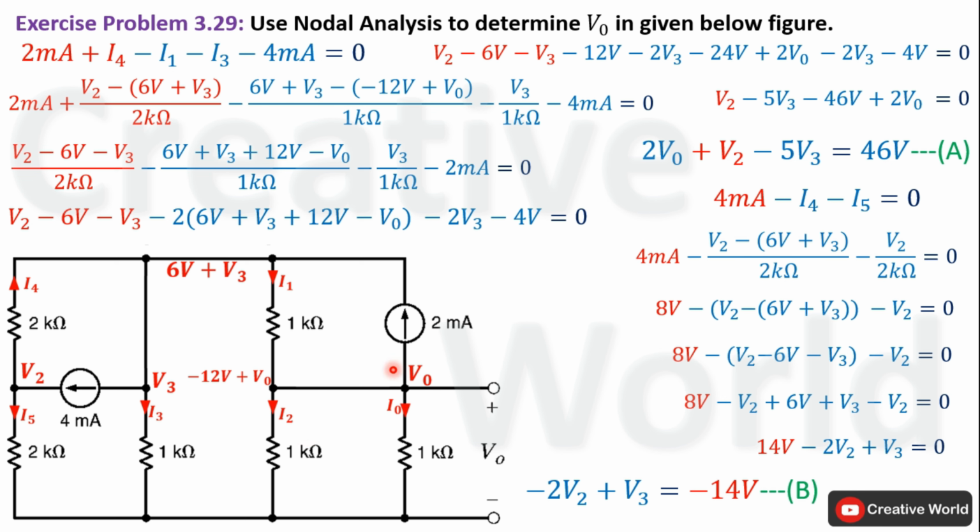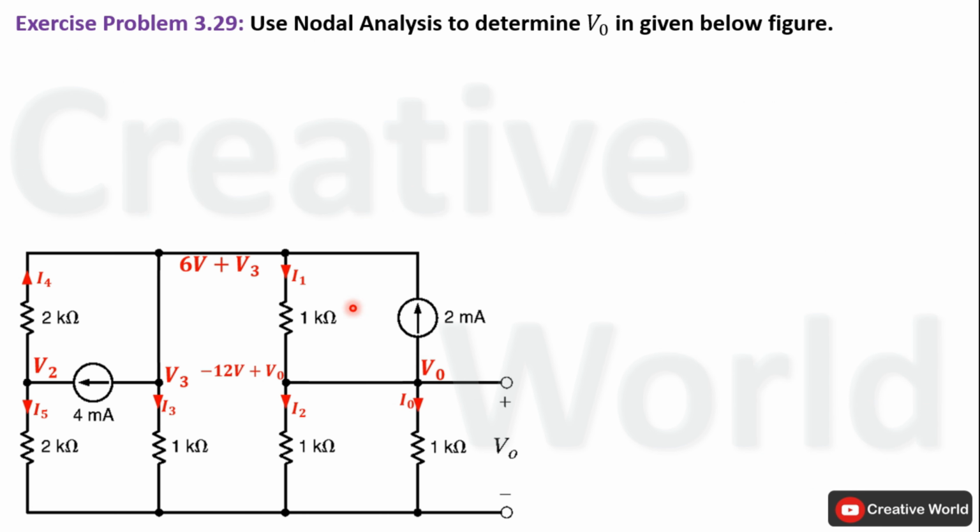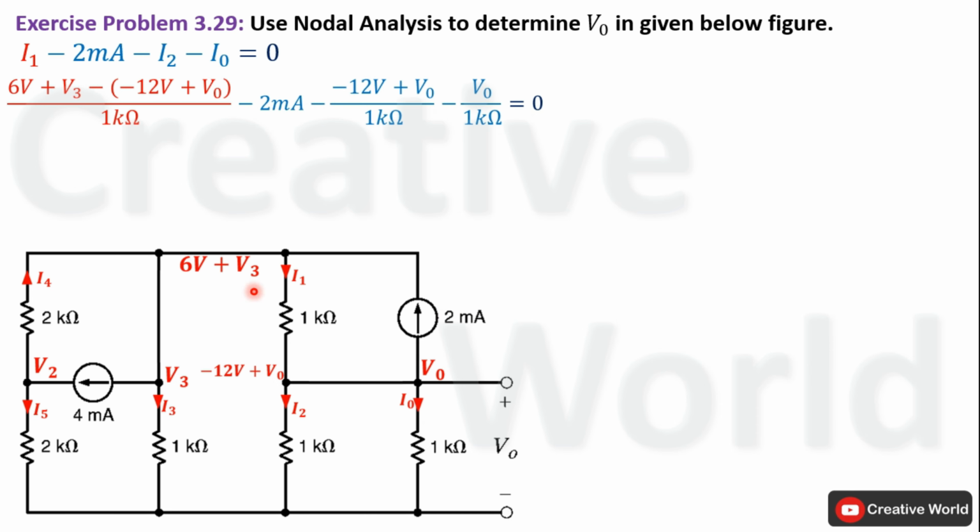Now we will apply Kirchhoff's current law on this third node. On this node, only one current is entering, I1, while leaving currents are I2, I0 and 2 mA. Replace these currents with their respective equations. Current I1 is equal to the potential difference of these two node voltages, (6 volt plus V3) minus (minus 12 volt plus V0), divided by 1 kilo ohm. Current I2 is equal to (minus 12 volt plus V0) divided by 1 kilo ohm. Current I0 is equal to V0 divided by 1 kilo ohm.